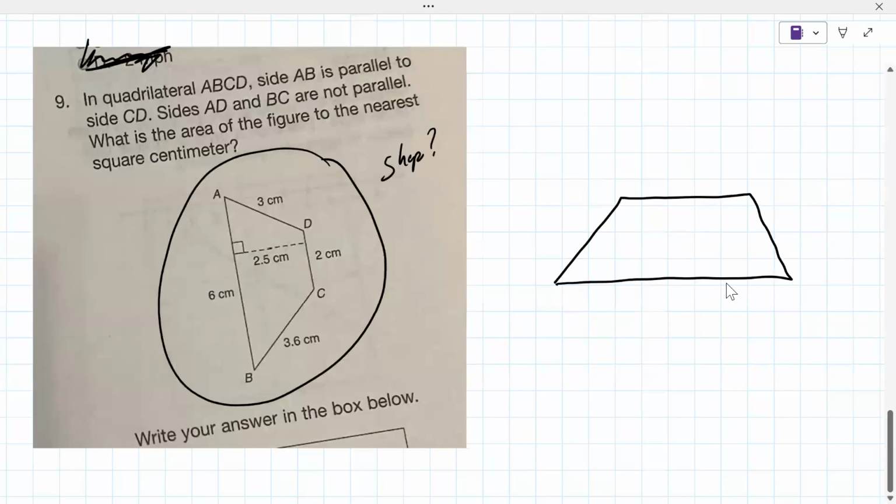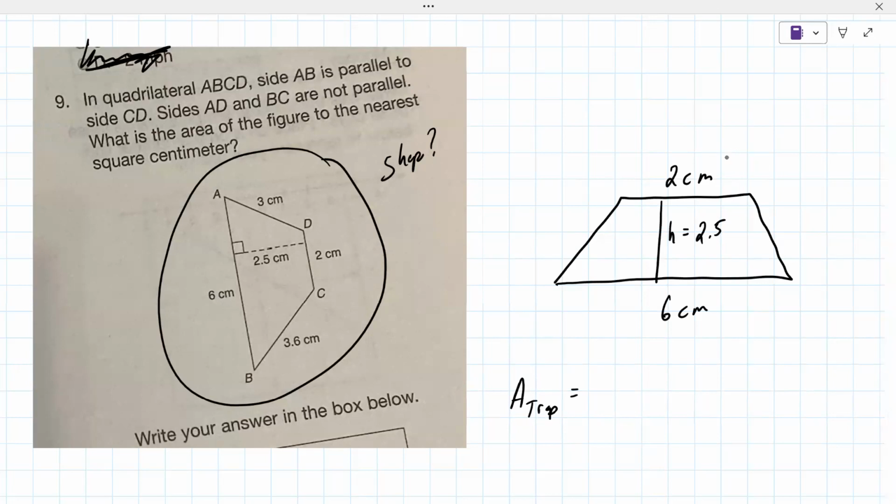What's the length of this base here? 6 centimeters. How about the top base? 2 centimeters. Good. And then what is the height? 2.5 centimeters. Yeah, good. Do you remember the area for the trapezoid formula? Yeah. Well, the area is the outside of them, 6 times 2.